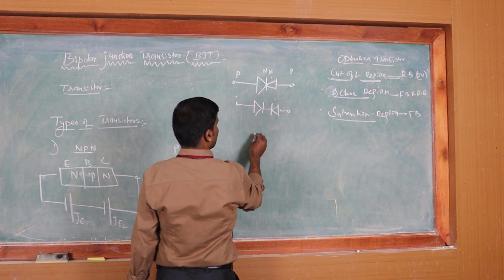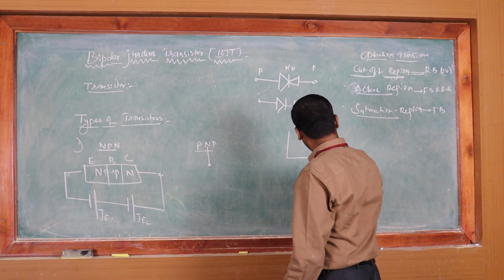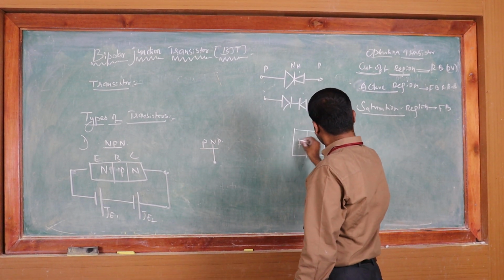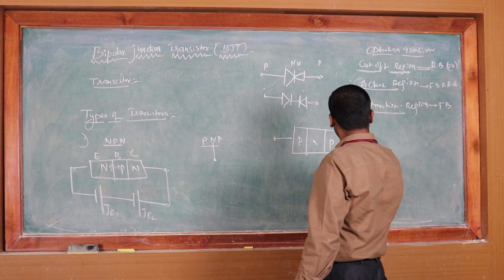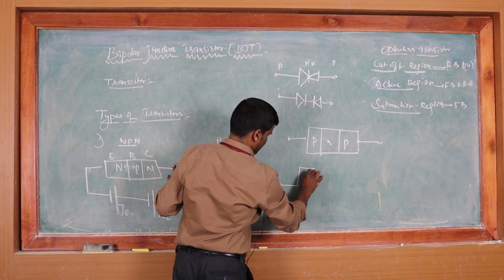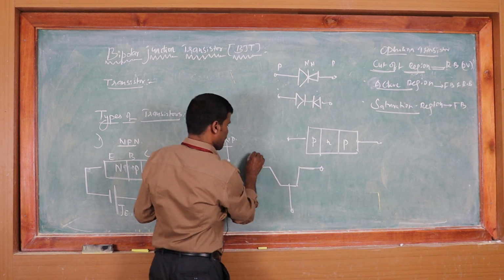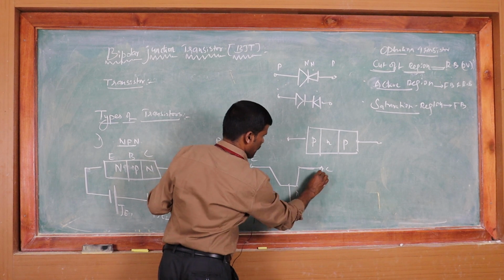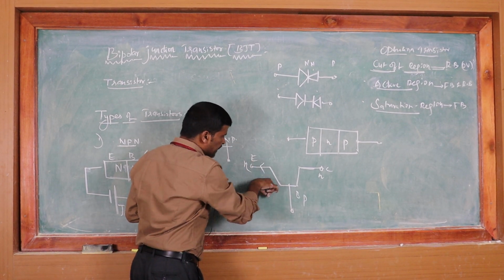Or current components of transistor. Say for example, if you take an NPN or PNP transistor, the circuit symbol representation of an NPN transistor is: this is emitter, base, collector, N, P, N. Here the arrow indicates outward.